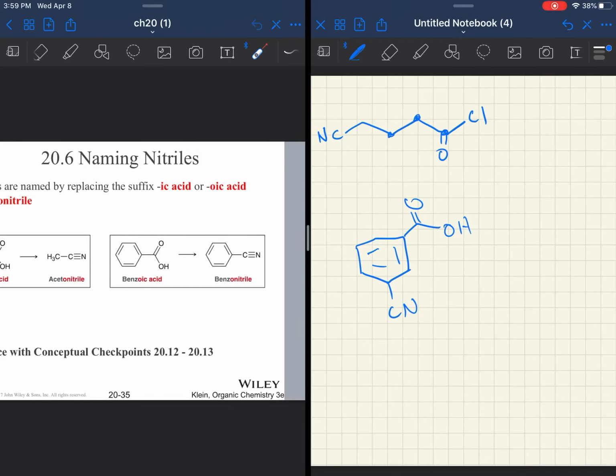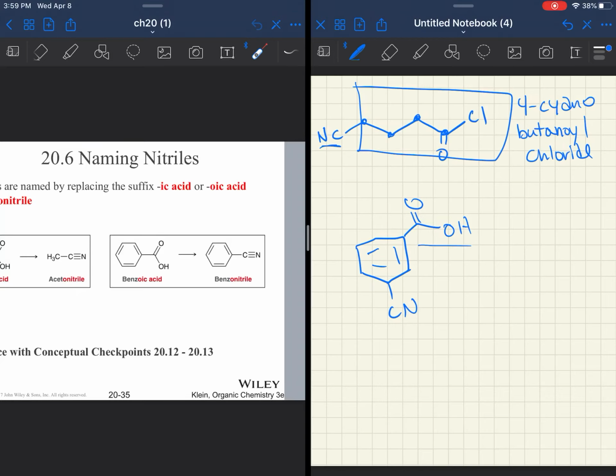Okay, so in neither case is the nitrile the highest priority functional group. So the highest priority functional group for this top example would be 1, 2, 3, and 4. I have to cut it here because the carbon can't be in the substituent and in the parent. It can't work that way. So I have to make this cut here. So this is a 4-cyano butanoyl, right? Butanoic becomes butanoyl chloride.